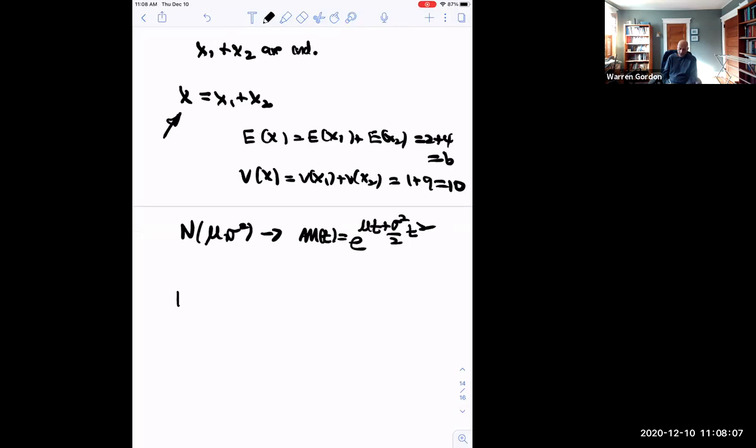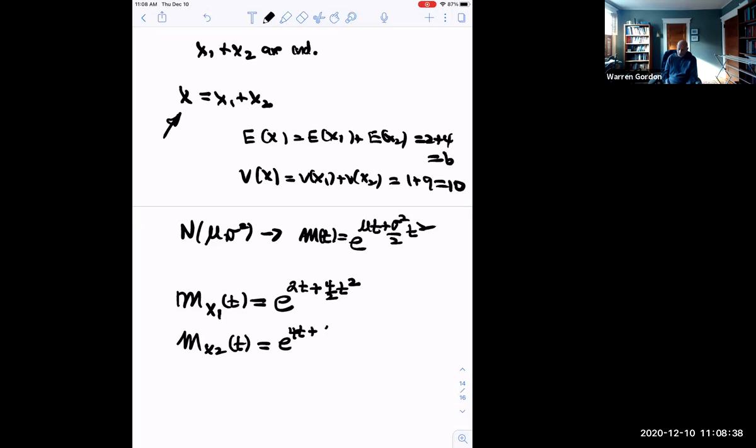So if we look at the moment generating function for x1, what do we get? We get the mean is 2. The variance, sigma squared, is 4. And if we look at the moment generating function for the second random variable, which one was that? That was e to the 4t, and it was 9 over 2. Sigma squared was 9, is that right? I'm sorry, the first one had sigma squared equal to 1. This was a 1, right? Yeah.